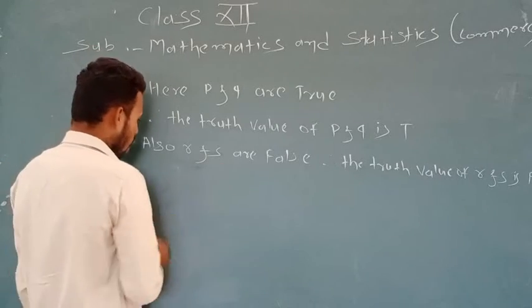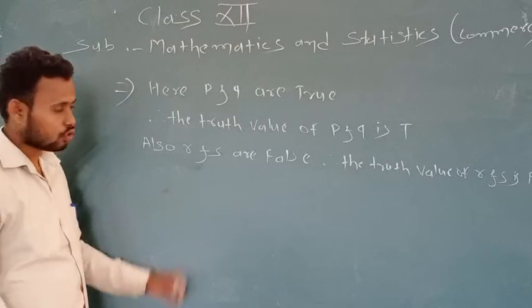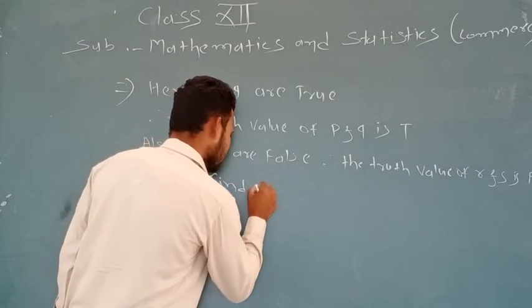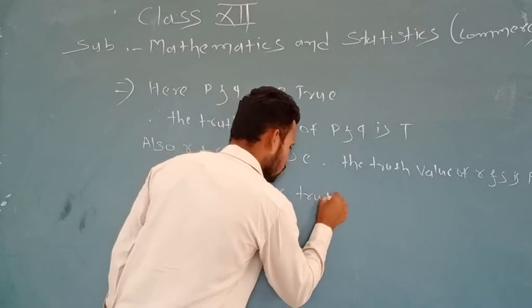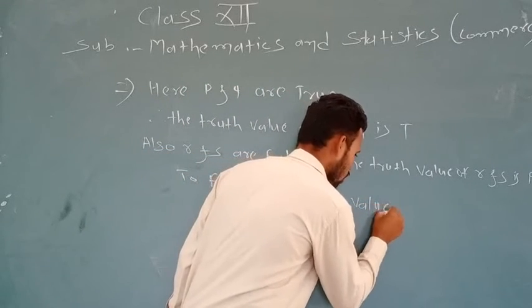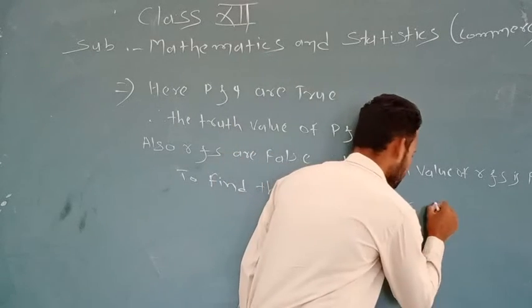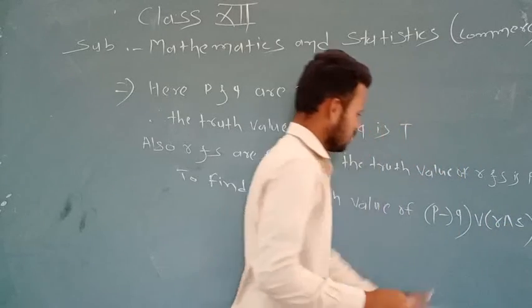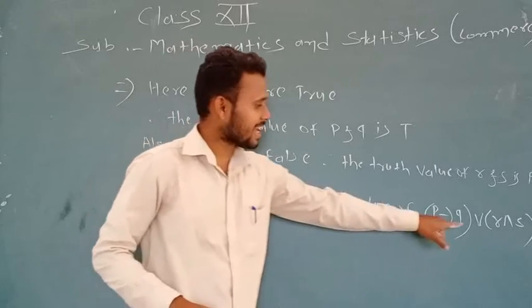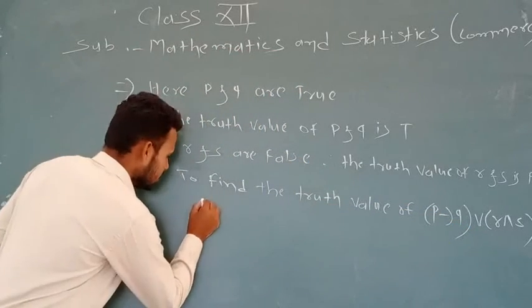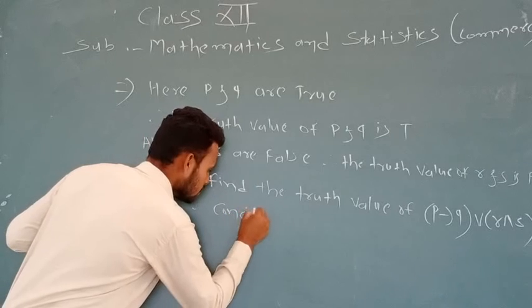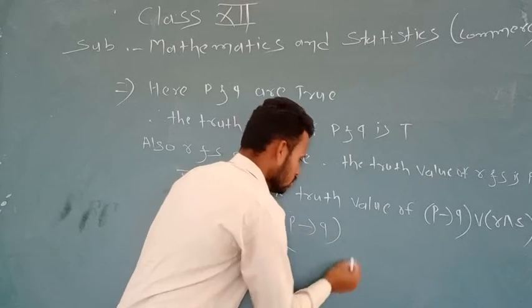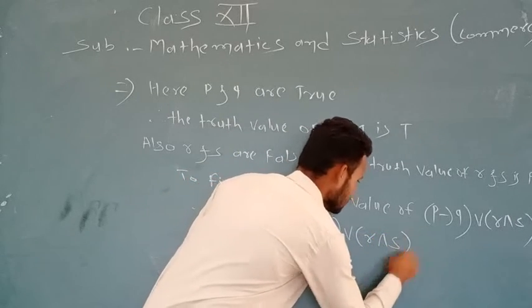Now, next line: to find the truth value of P implies Q join with R meet S. We have to find the truth value. Therefore, consider directly this statement. Therefore, next line, consider this statement: P implies Q join with R meet S.